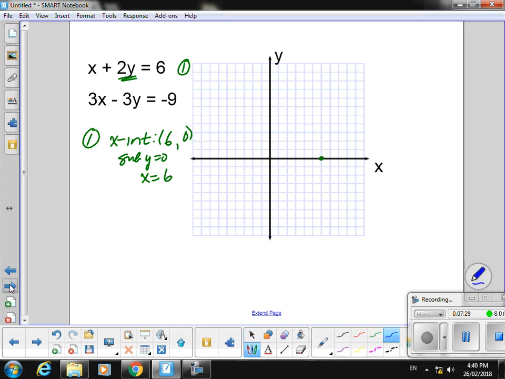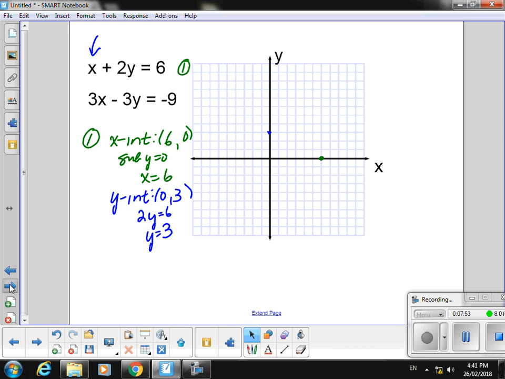Secondly, my y-intercept for that line is where x is 0. If I put a 0 in for x, this term is 0. I am left with 2y equals 6. Divide both sides by 2, y equals 3. I have a y-intercept of 3. So you can see why we worked at that yesterday. It makes graphing these lines pretty fast.